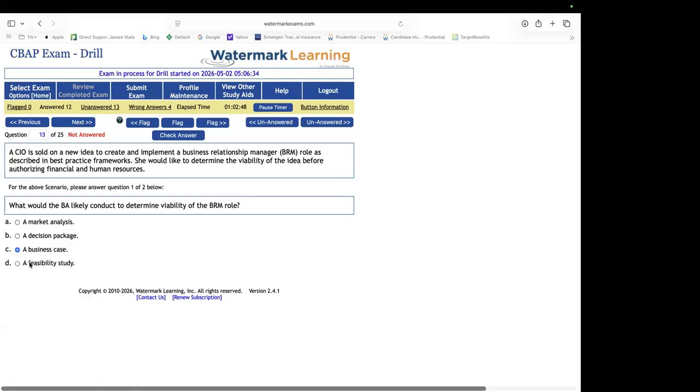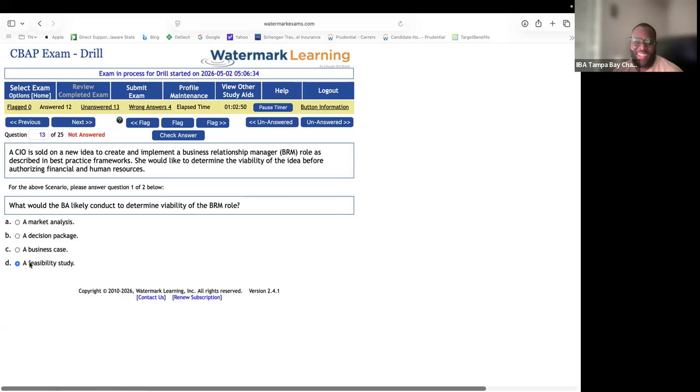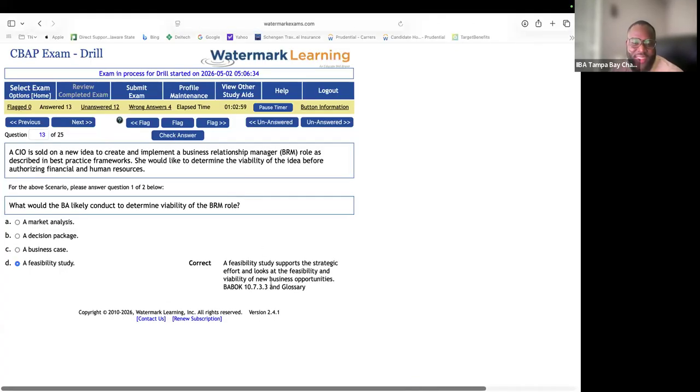Okay, so you want to test me? Okay, let's do this. A feasibility study supports the strategic effort and looks at the feasibility and viability of new opportunities. That's section 10.7.3, and the glossary also explains it. That's really good. I wanted to test this because I thought that would be the right thing.